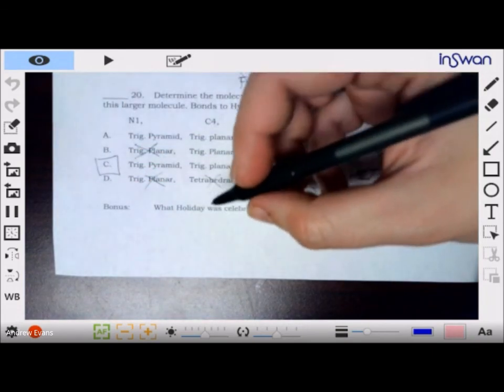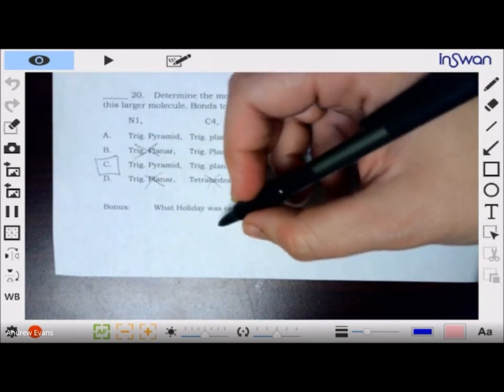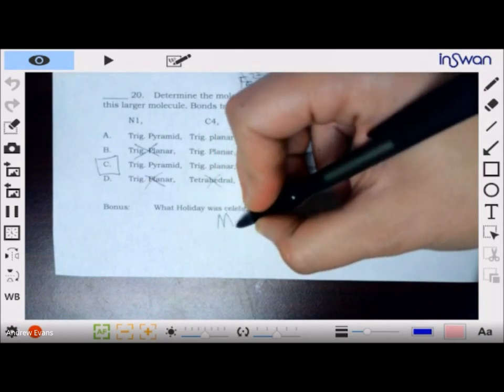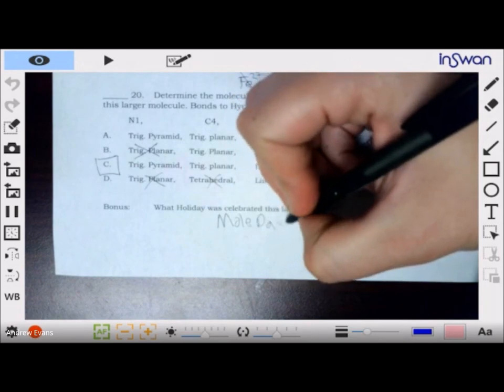Finally, what holiday did we just celebrate last weekend? I should tell you the time. It was Mole Day, which is 10/23.